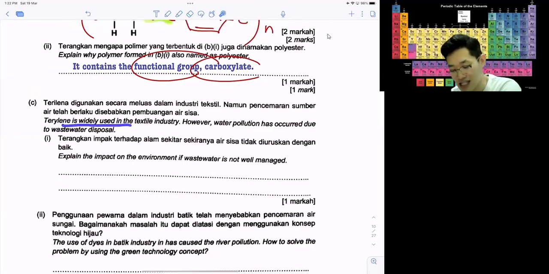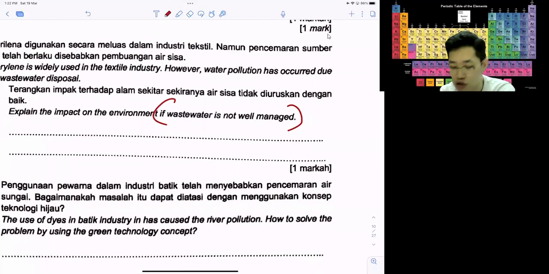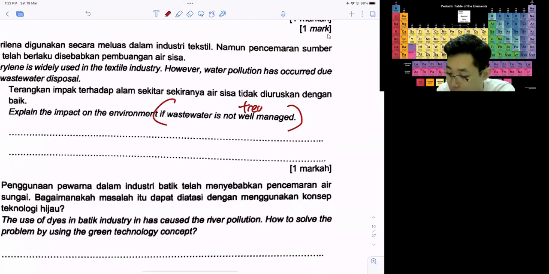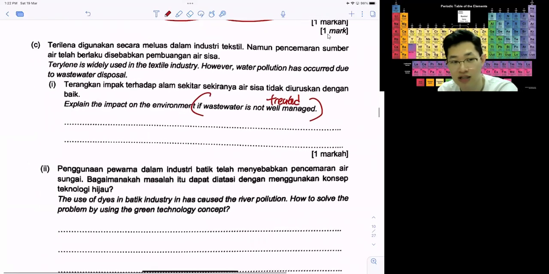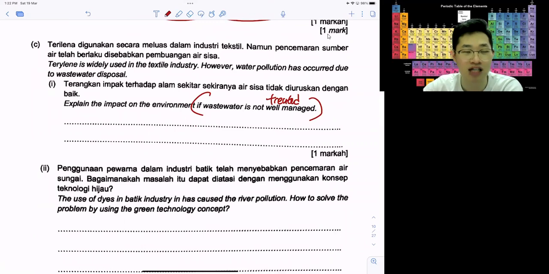Terylene is widely used in textile industry. However, water pollution has occurred due to wastewater disposal. Explain the impact on the environment if wastewater is not well managed. So that means if the wastewater is not treated, you throw all the chemicals in the river, because you didn't clean it before throwing it out. Then what happened?